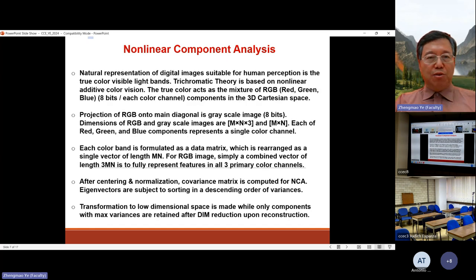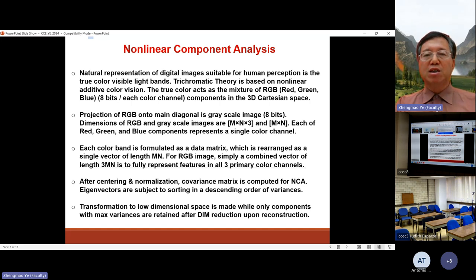Okay, let's take a look at our simple application. The natural representation of a digital image suitable for human perception is the true-color visible light bands. Trichromatic theory is based on a nonlinear additive color vision. Then the true color acts as the mixture of red, green, and blue components in the three-dimensional Cartesian space. The projection of RGB onto the mean diagonal is the grayscale image, which covers 8 bits.